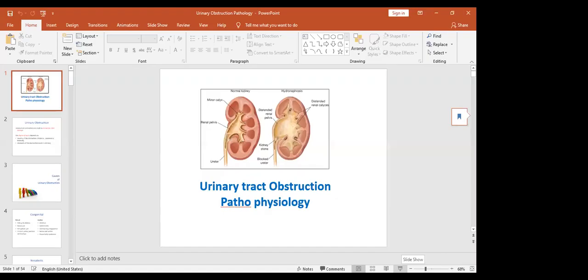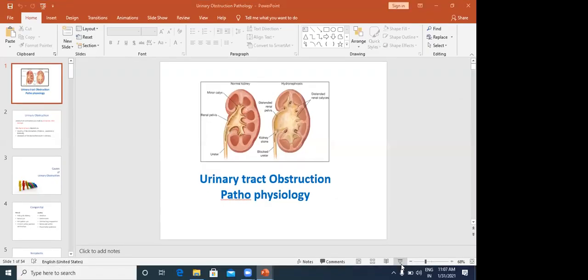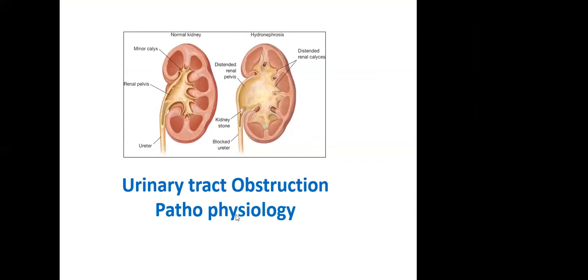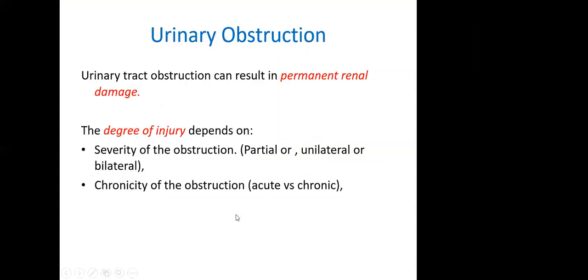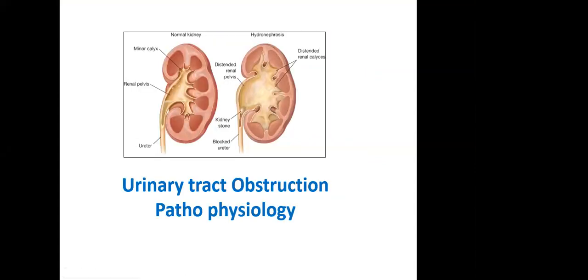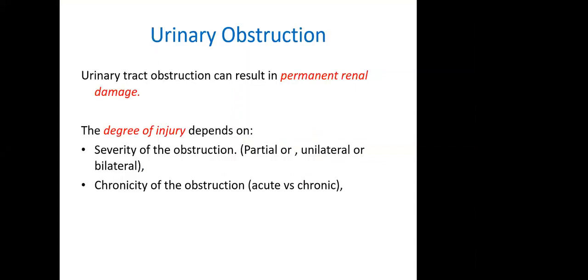How we are going to treat the urinary tract obstruction. Usually, 2 to 3 other questions will come from this session. First, we will see about the pathophysiology of the urinary tract obstruction. If you are not relieving the obstruction, either due to a calculus or a disease, it usually leads to permanent renal damage. So the degree of injury usually depends upon the severity of the obstruction.